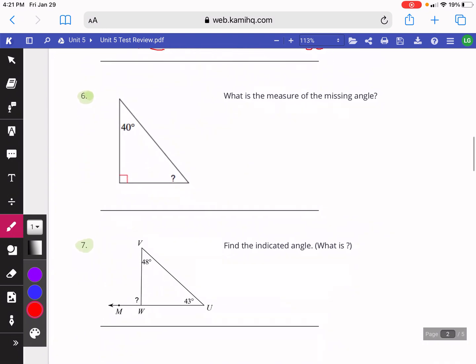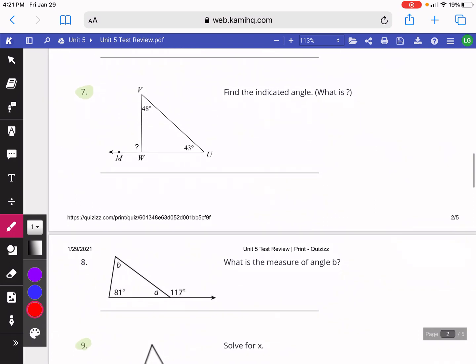Here we're practicing this again. So this is a right angle, so it's 90 degrees. So I can add these two together. And to get the missing angle, I would then subtract that from 180. So this missing angle is 50 degrees.